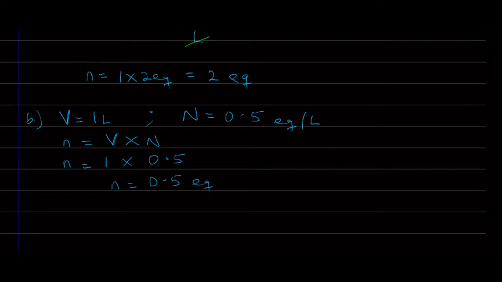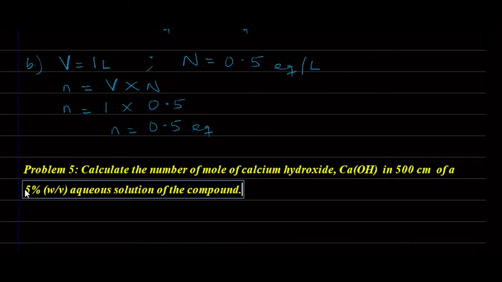Let's look at the last problem under concentrations of solution. As you can see on the screen, the last question here says: calculate the number of mole of calcium hydroxide, Ca(OH)2, in 500 centimeter cube of a 5% weight per volume aqueous solution of the compound. Feel free to pause the video so as to try it. This question is actually coming from percentage unit, so we are going to deal with it together. We are given the volume of the solution.